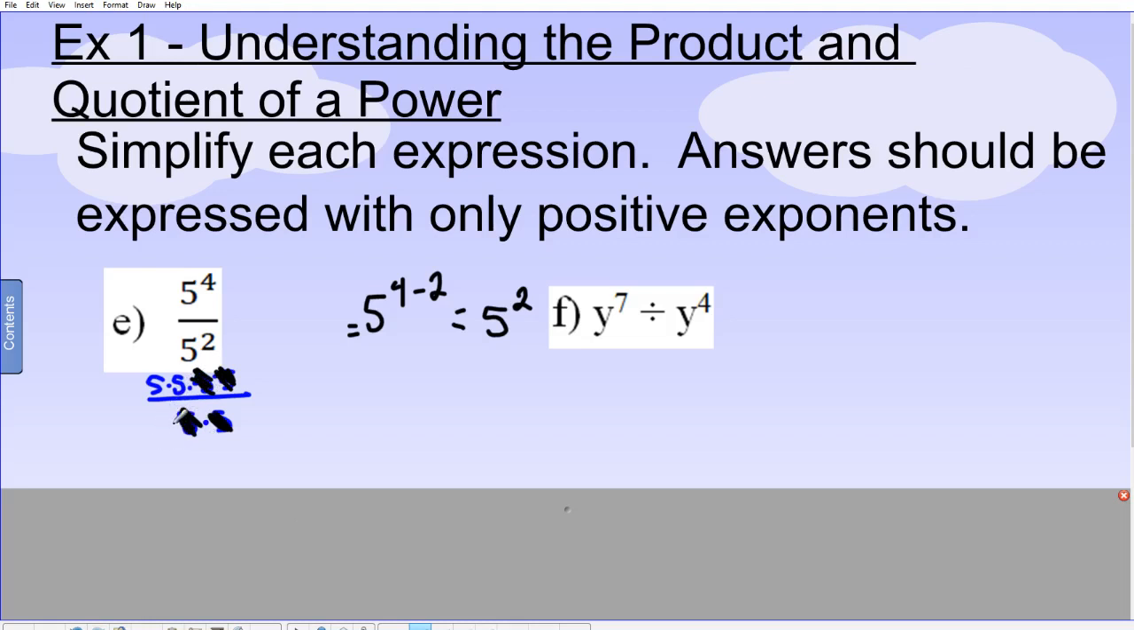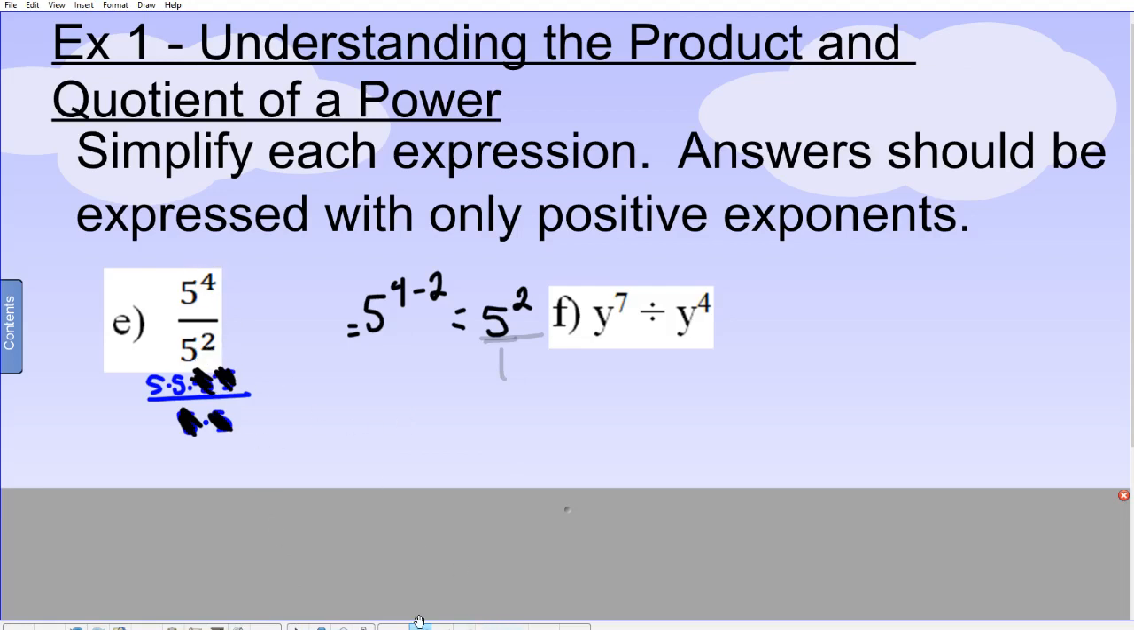So what is left after I've canceled 2 of these and I've canceled 2 of those? I'm left with 2 5s on the top. This, technically, as a fraction would be over 1. That is how I like to do my dividing of powers. I like to think of it as canceling.